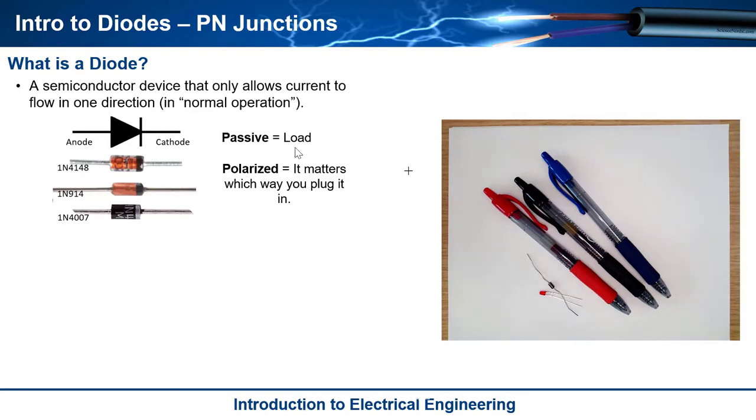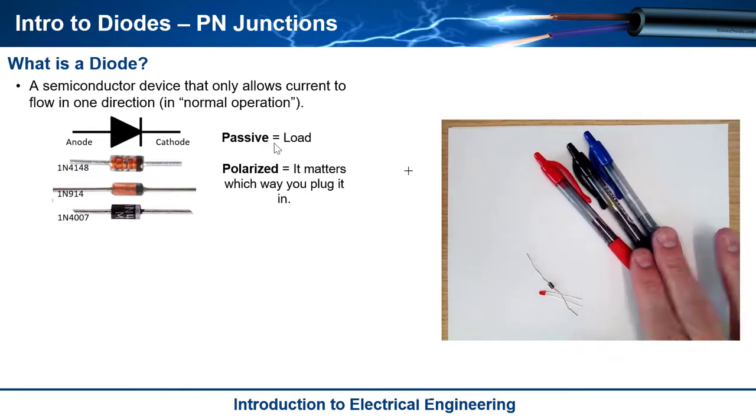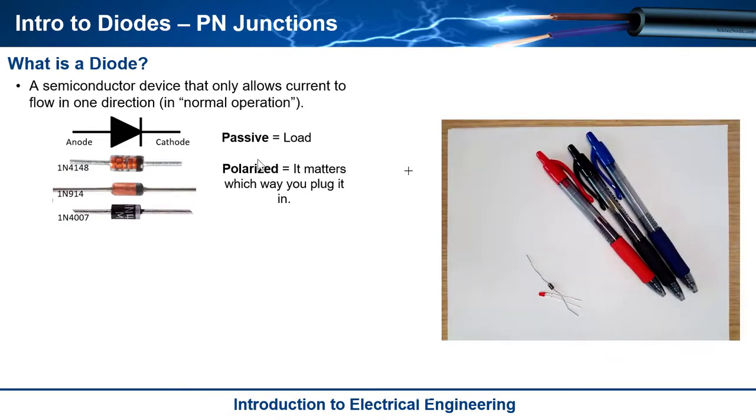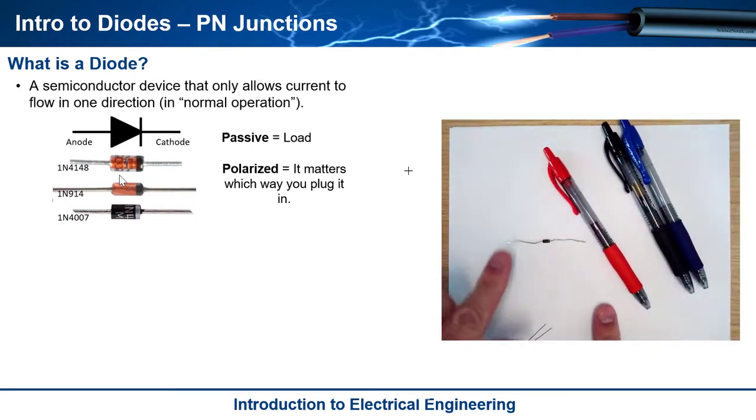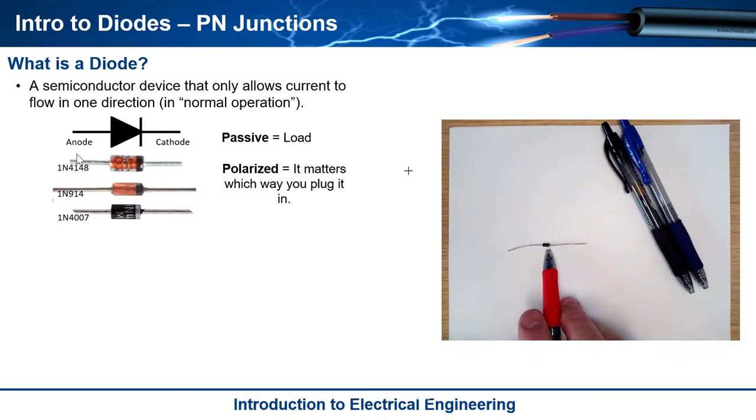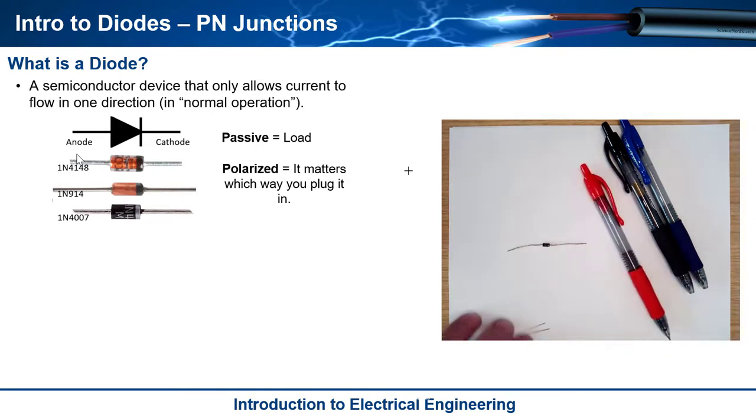A diode is a passive device, so it is a load. It's kind of like a resistor in that it doesn't provide energy to your circuit; it takes energy. A diode comes in forms that look like this. So this is a diode, and you can plug it in just like a resistor. There are different little packages, and it comes with markings to show you which side is the anode and which is the cathode. The mark is always on the cathode. And that's a diode.